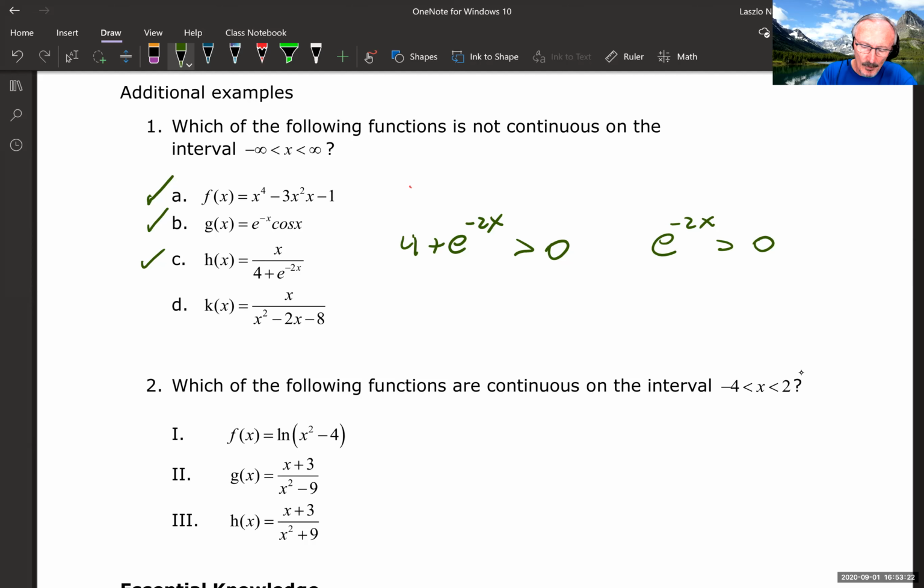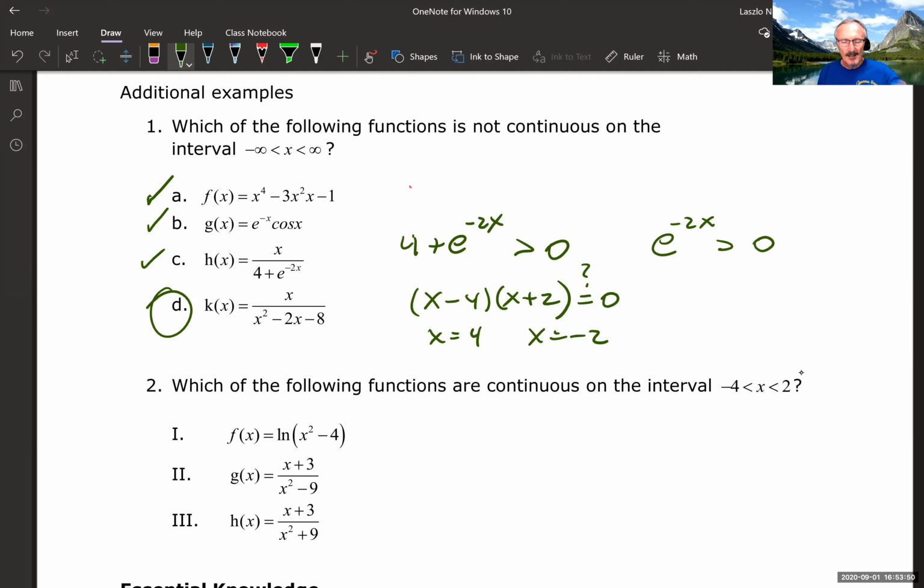However, what we're going to do is actually explore the denominator. If the denominator is 0, then k of x will be undefined at that value of x. So let's see if we can factor the denominator. So x minus 4, and then of course x plus 2. And is this equal to 0 anywhere? Let's find out. x equals 4 and x equals negative 2. So indeed, function k of x is not continuous on the interval negative infinity to infinity, so we found the appropriate answer.